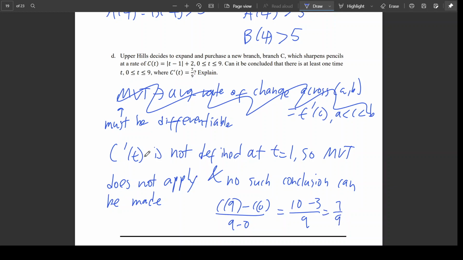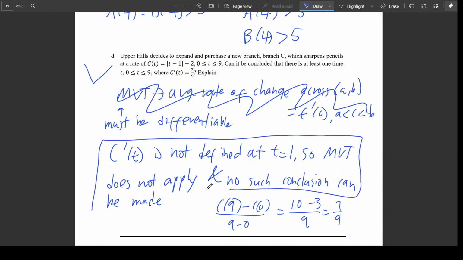But because the derivative is not defined at t equals 1, we cannot say for sure that it's equal to the derivative at some point. Okay? And you'll actually notice that if you were to graph it, it would look like this curve, there's only two different derivatives. It doesn't continuously change. So actually, in fact, there is no point where it's equal to this. Okay? So yeah, this is our answer. There's no such conclusion that can be made.